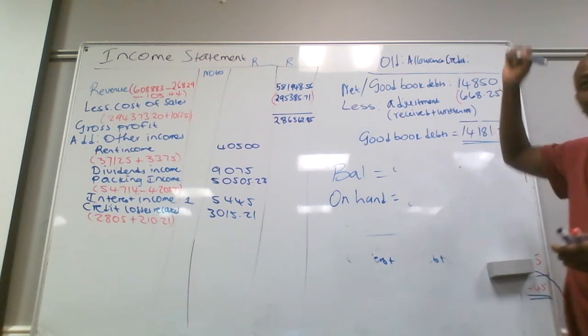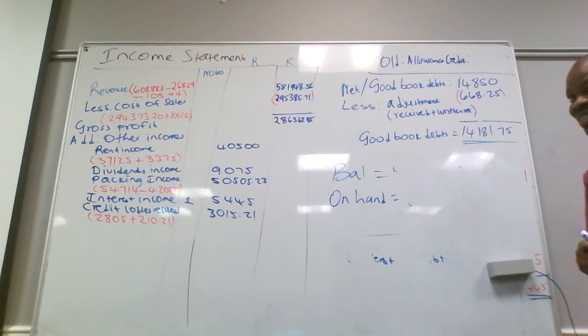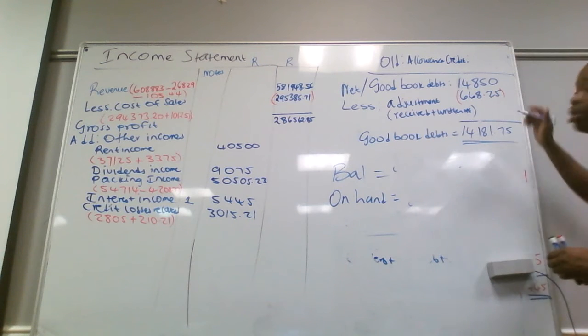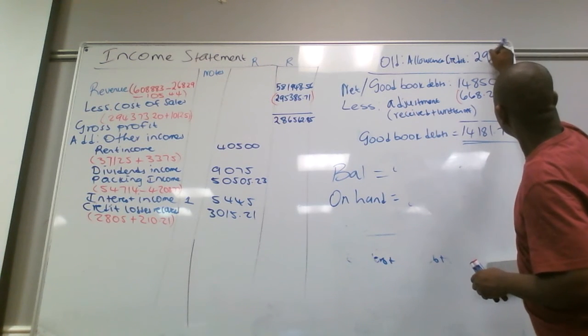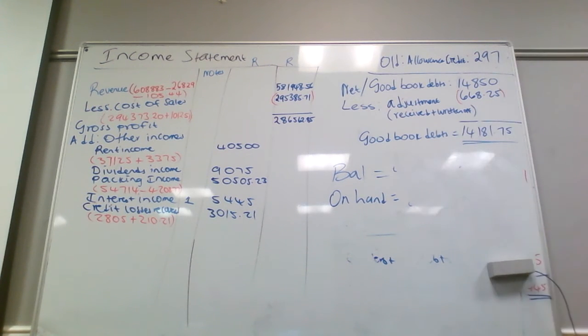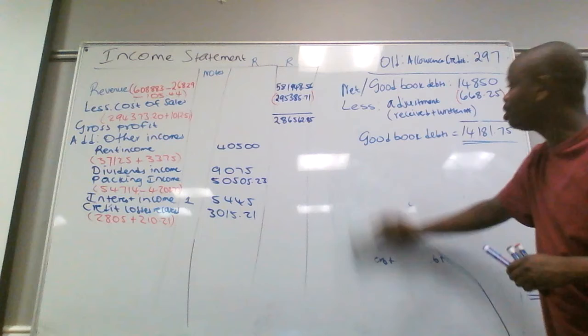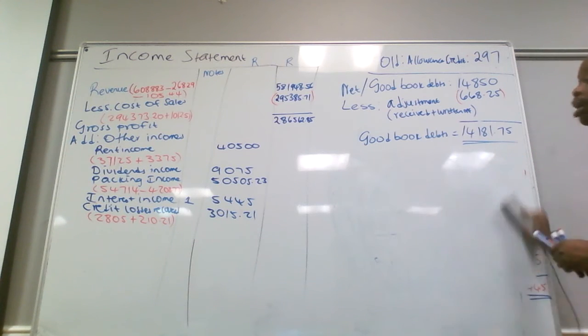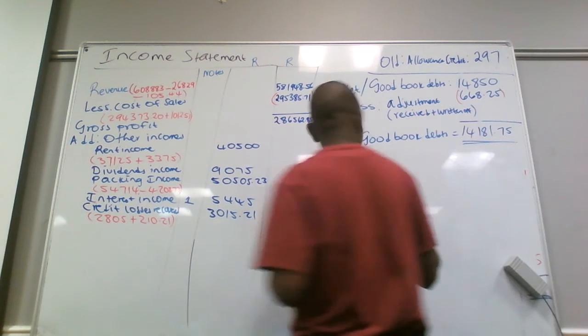Give me the old one. Don't say you forgot. We just did the allowances for discount. Give me the old one. Where can you find the old one? For credit losses. Yes. 297. Can you all see that? Now, how will I find a new one?